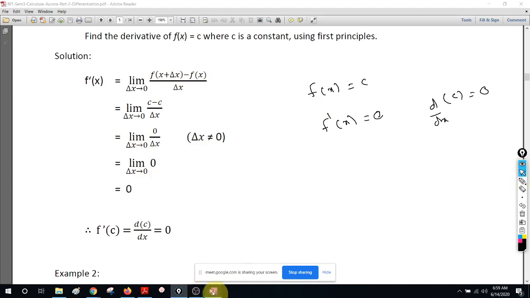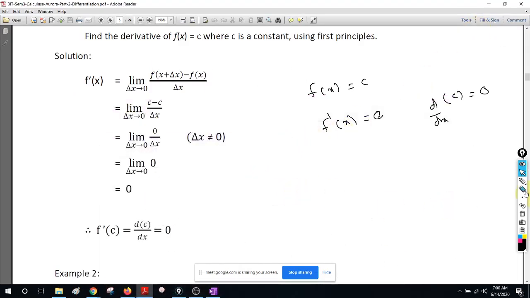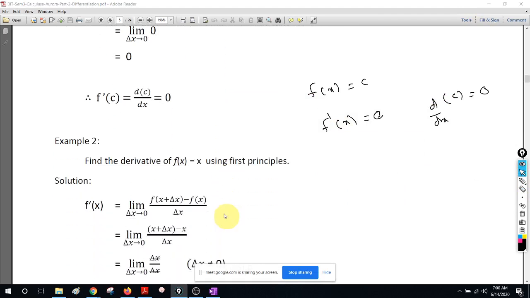Actually, what we have covered is this particular scenario. When you have a constant function, y equal 3 or y equal 5 or y equal minus 2, y equal k, your rate of change is going to be 0. So you can see that derivative theory is mapping to reality. Now let's take another example. We are going to do a few derivatives using first principle.